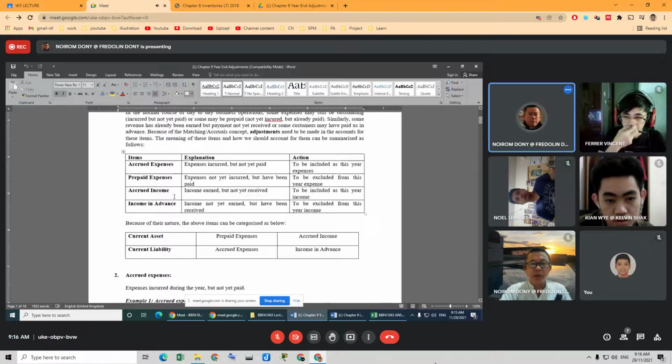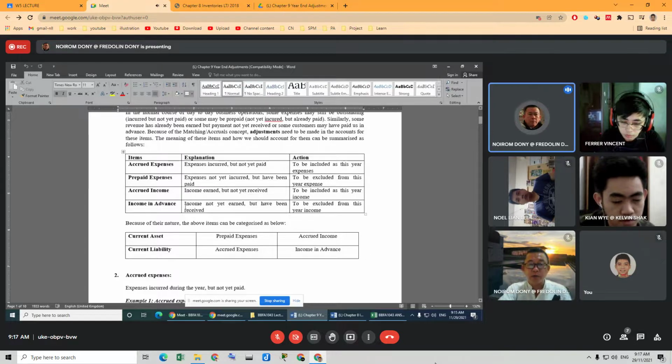Accrued income, income earned but not yet received. So what is the action? To be included as this year's income, okay? Meaning already been earned but not yet received. So we have not recorded yet. So if it's not recorded, that is the action. We have to record it, included in this year's income.